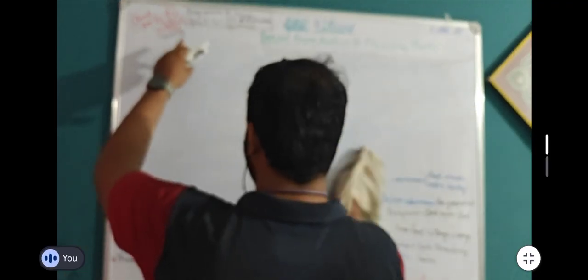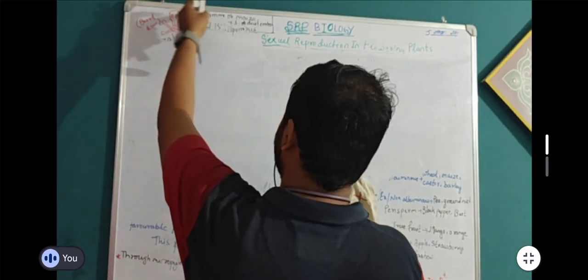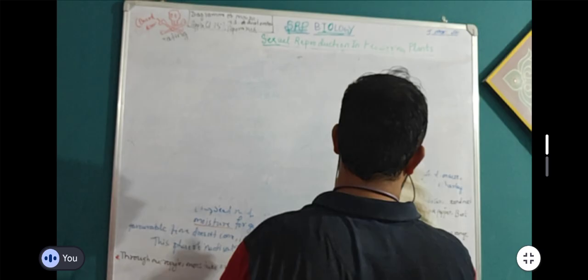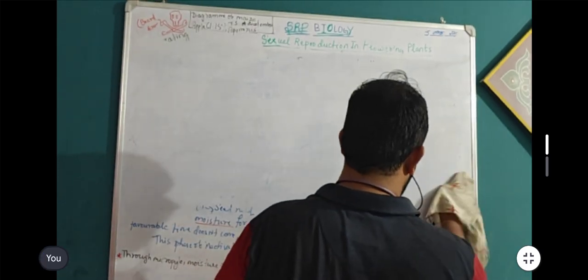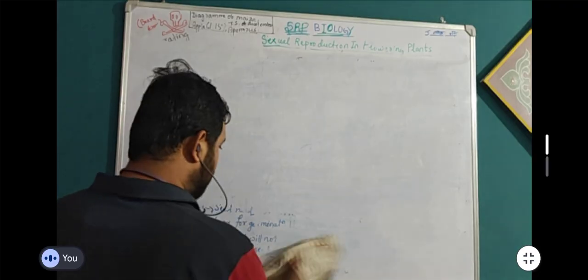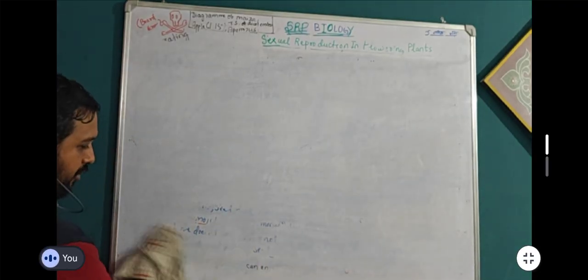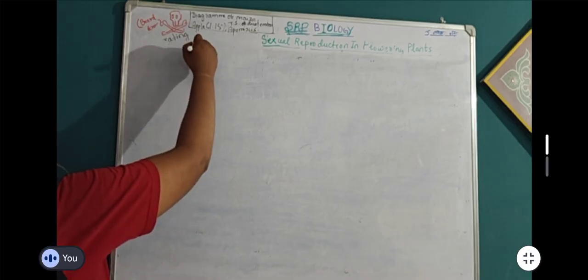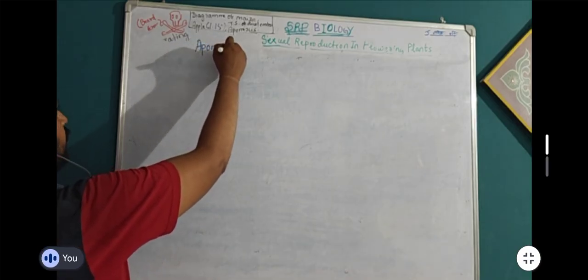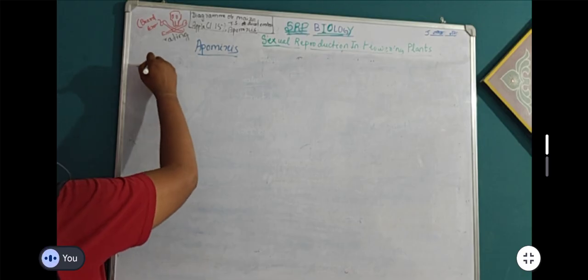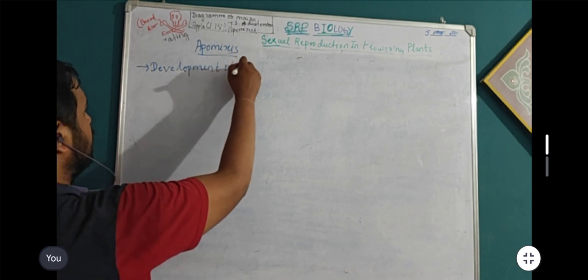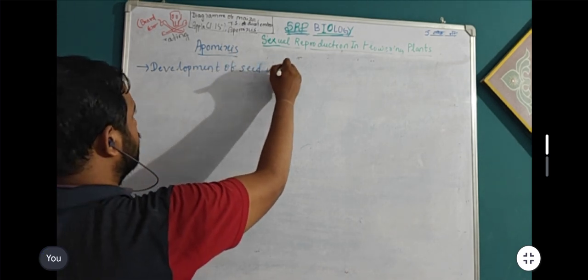Here I have written only the topic. You can expect questions directly from these three topics, but for apomixis there are certain specific questions. Different types of questions may come, which we have already seen in the last 4 or 5 years after Corona. So first, let us understand what apomixis is. Apomixis means development of seed without fertilization.